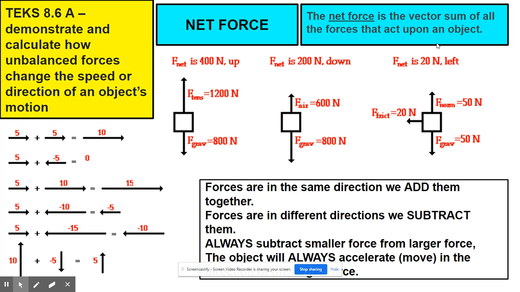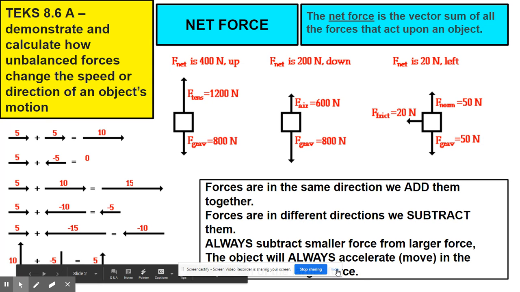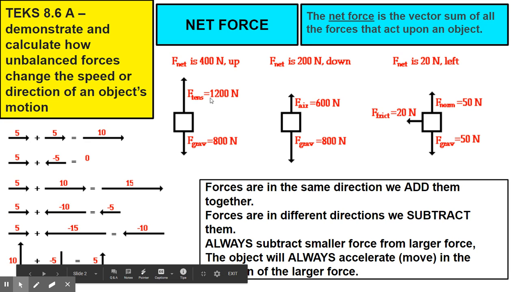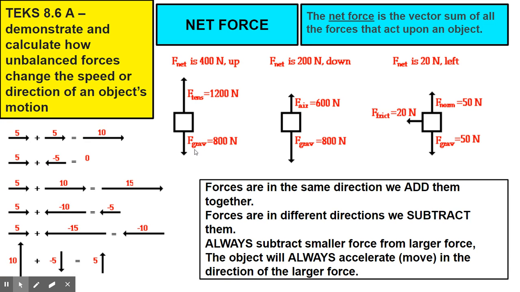Remember, net force is determined using the free body diagrams, and you'll have to look at the direction of the force and the magnitude of the force, remembering that if the forces are in the same direction, we're going to add them together, and if the forces are in different directions, we're going to subtract them. And we always subtract the smaller force from the larger force, and the object will always accelerate in the direction of the larger force.